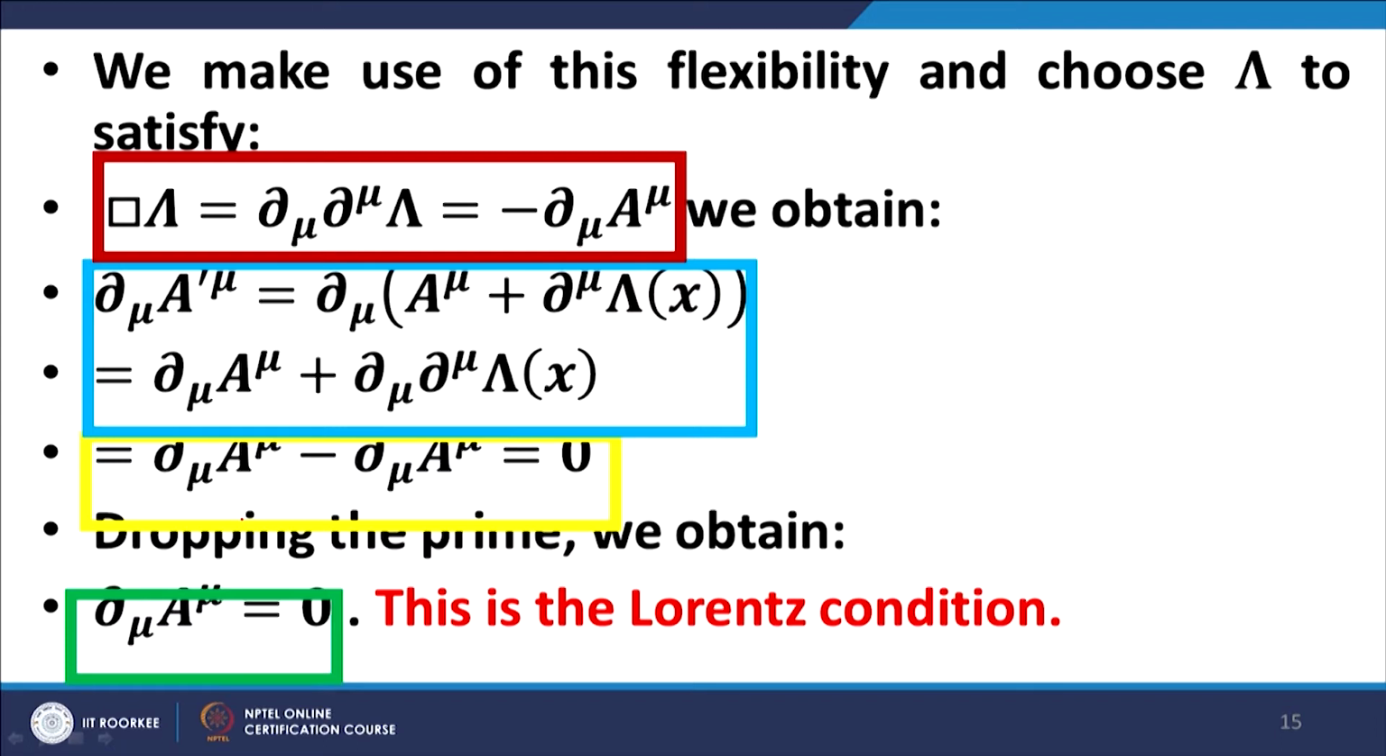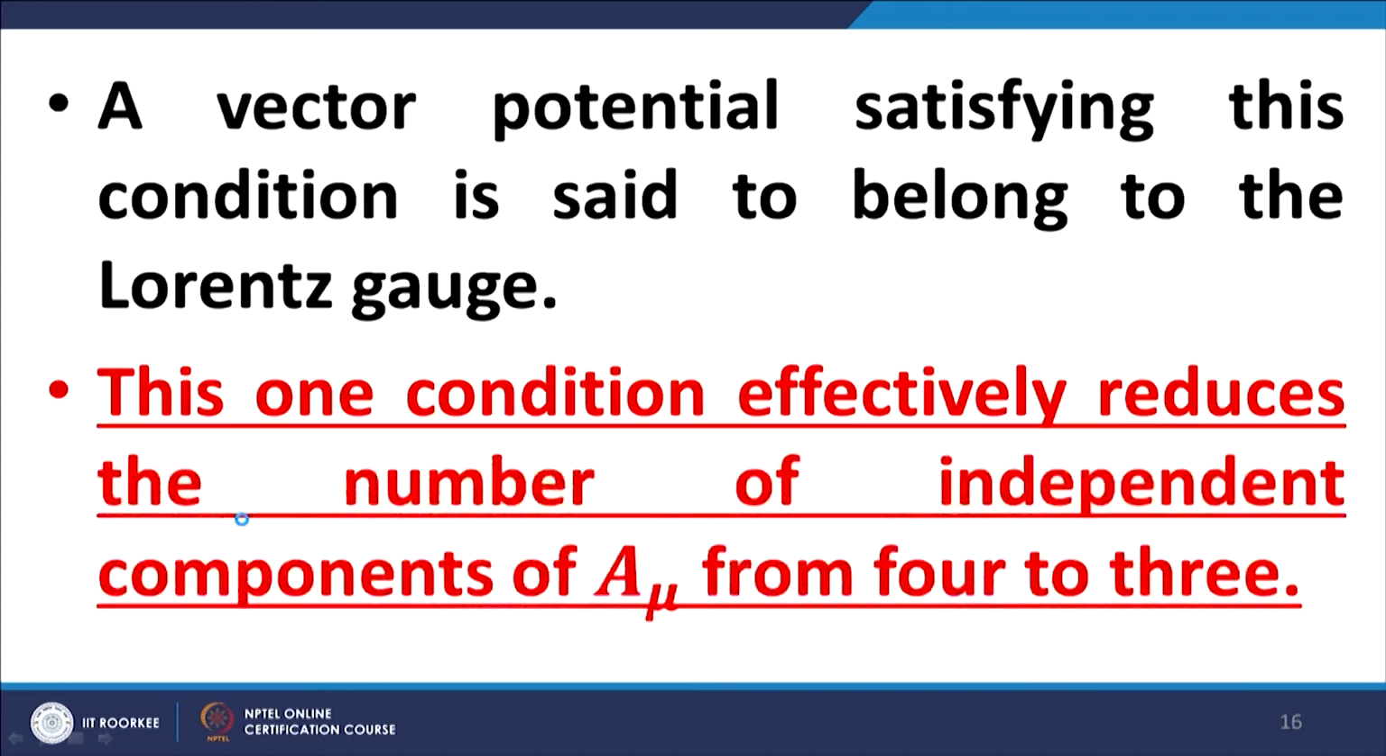Now, if we drop the primes, we get the expression for the Lorentz condition that we want to impose, that is d mu of A mu is equal to 0. So, this is the Lorentz gauge, or the Lorentz condition, that we want to impose in our analysis. A vector potential satisfying this condition, d mu of A mu equal to 0, is said to belong to the Lorentz gauge.